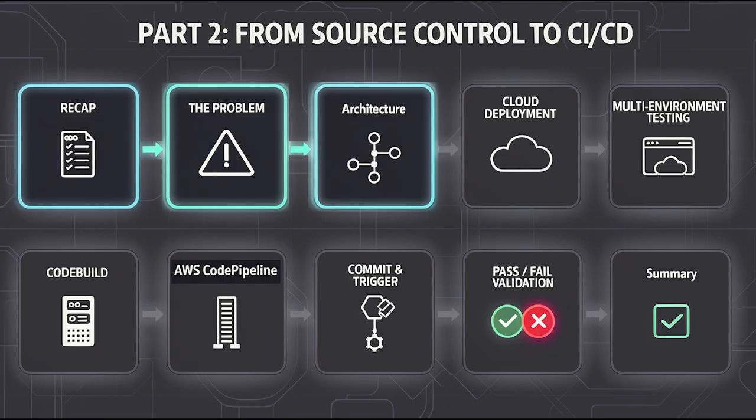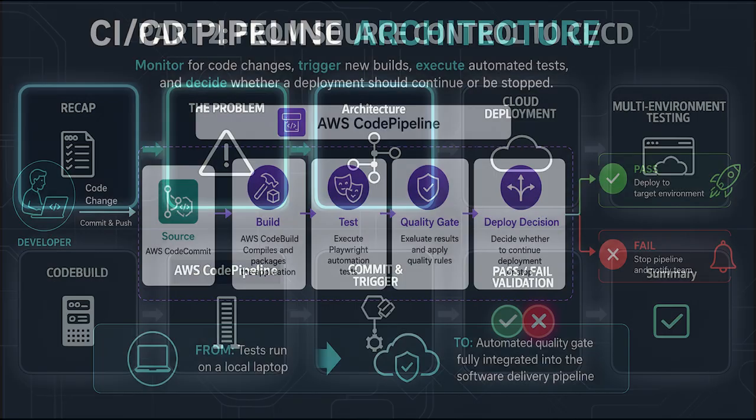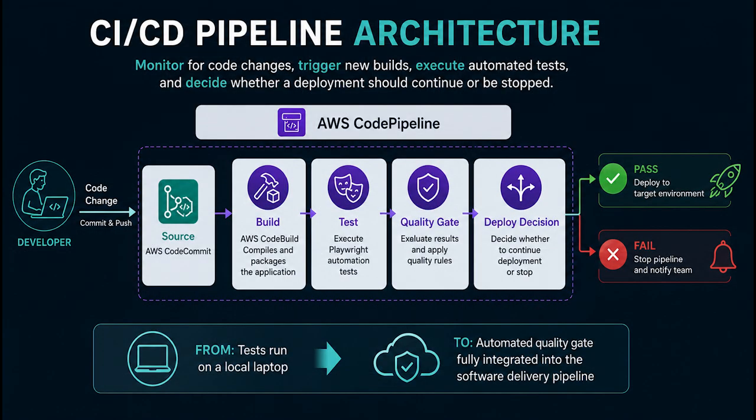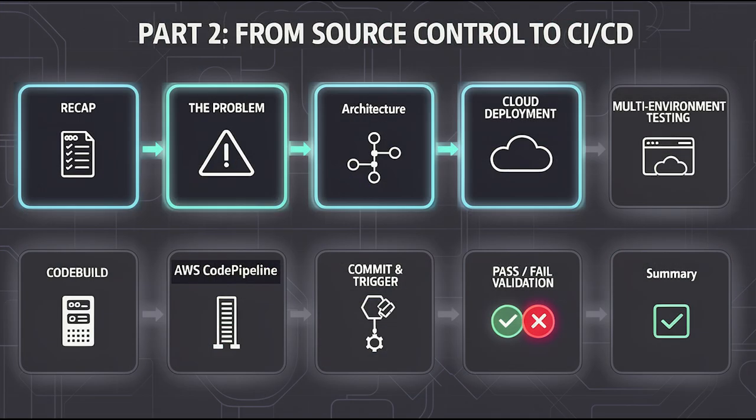Now, that's not a weakness of the test automation, that's a weakness of the process surrounding it. Modern software teams are moving away from this model towards automated testing that runs consistently and automatically as part of the software delivery process. That's when continuous integration and continuous delivery pipelines come in. They monitor for the code changes, they trigger the new builds, execute the automated tests, and a decision is made whether a deployment should continue or be stopped. In this video, we're going to build exactly that using AWS CodePipeline, transforming the Playwright test we have from something that runs on a local laptop into an automated quality gate that's fully integrated into the software delivery pipeline. Now, everything starts with getting our application into the cloud, so that's where we'll begin.